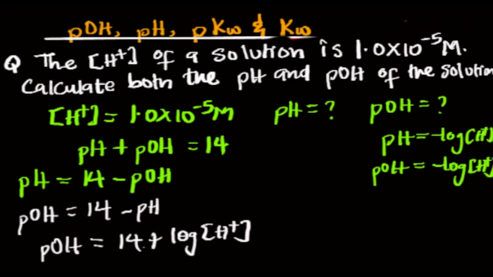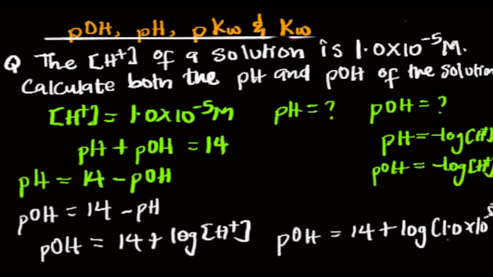Now what you're going to do is just put in the value of the hydrogen ion concentration here, and you're going to get your pOH. It's very, very important. Then from there, you're going to have pOH equal to 14 plus log of 1.0 multiplied by 10 raised to the power minus 5. So that's what we have.